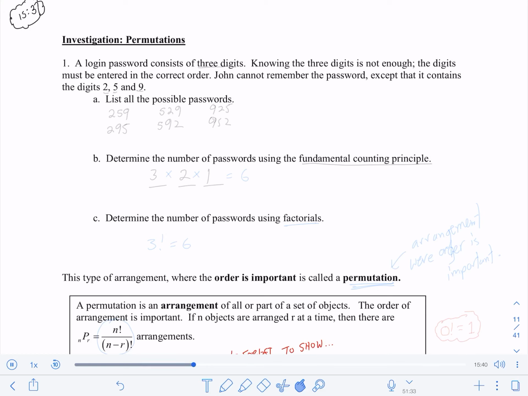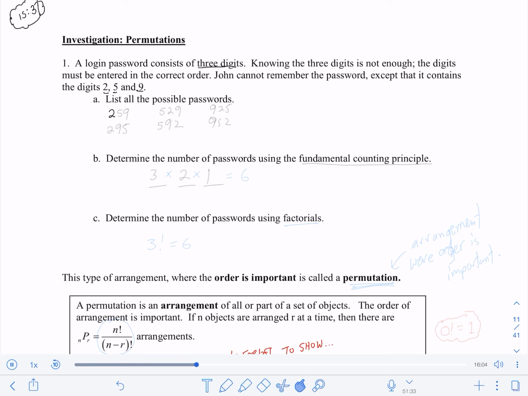Investigation, permutations. A login password consists of 3 digits. Knowing the 3 digits is not enough. The digits must be entered in the correct order. John cannot remember the password, except that it has the digits 2, 5, and 9. So what are all the passwords?